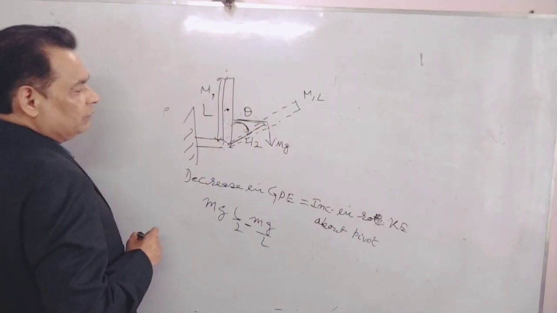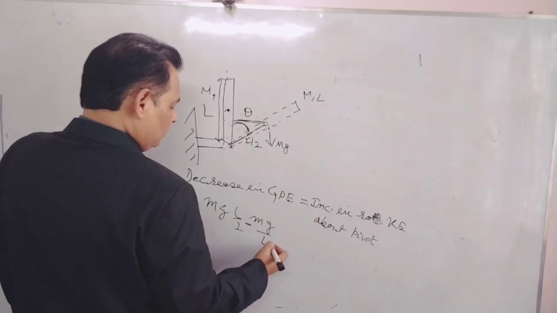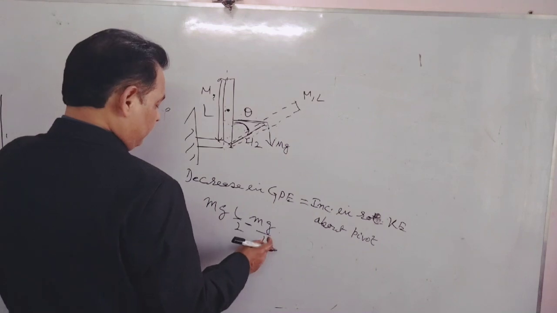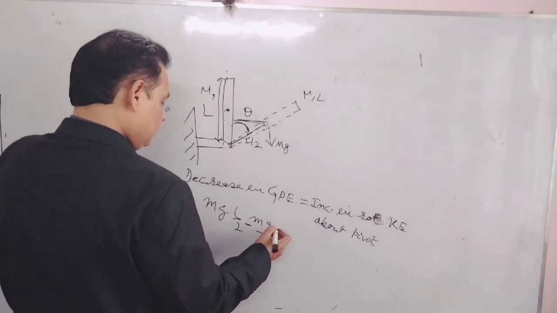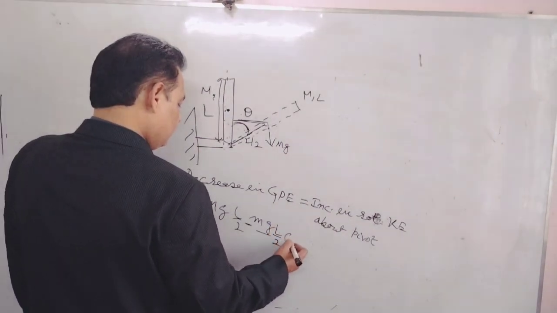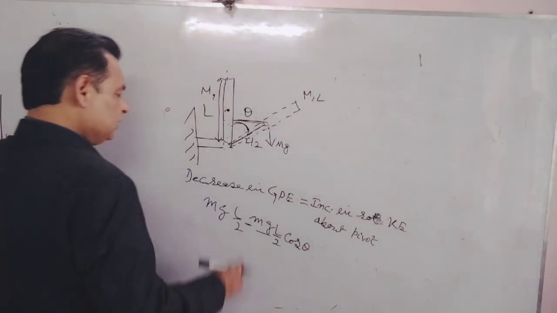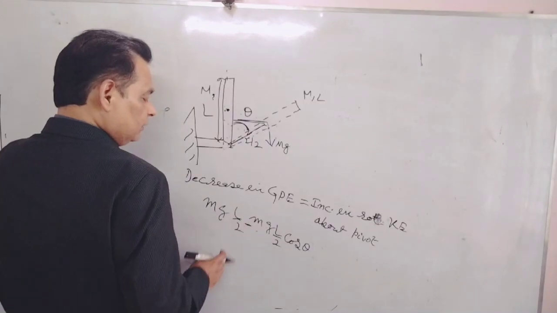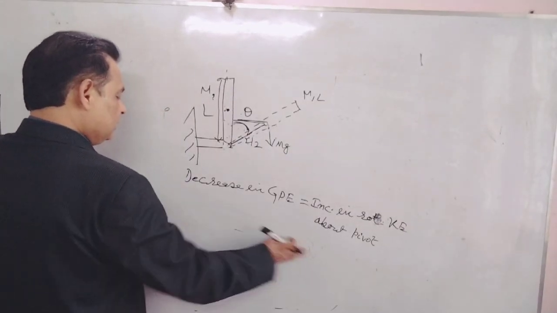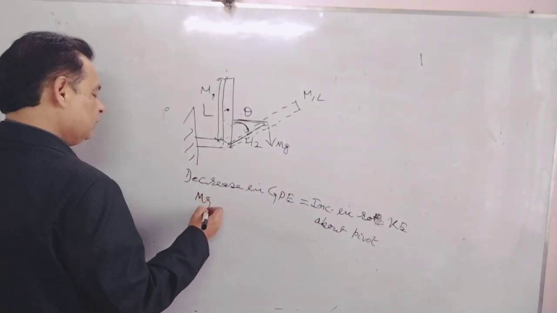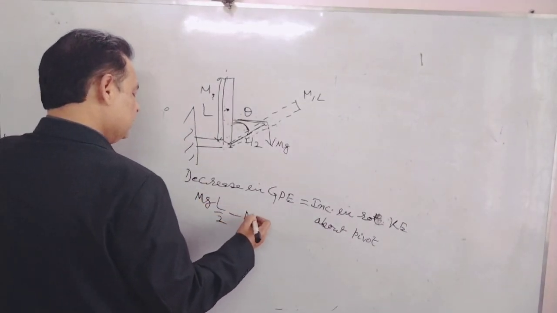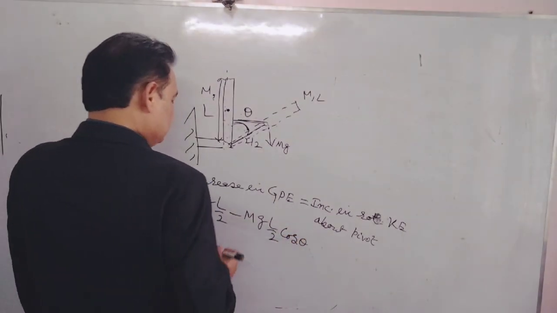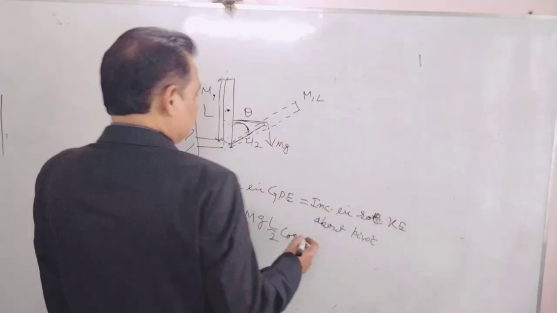How much is this one, if it is from vertical? L by 2 cos theta. So mg L by 2 cos theta. That is the decrease in potential energy, initial minus final. We can now write this again as mg L by 2 minus mg L by 2 cos theta. This is the decrease in gravitational potential energy.